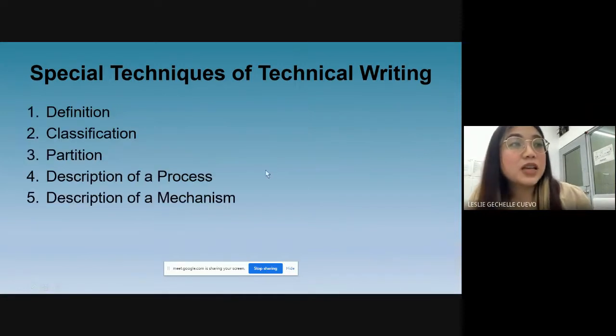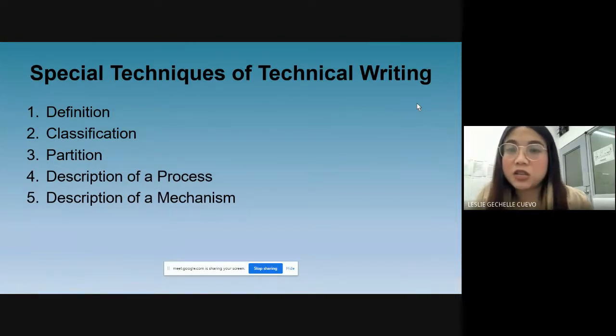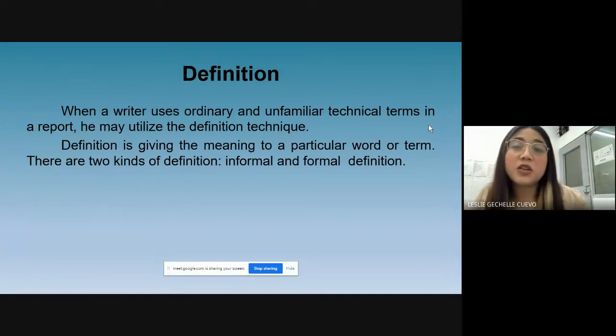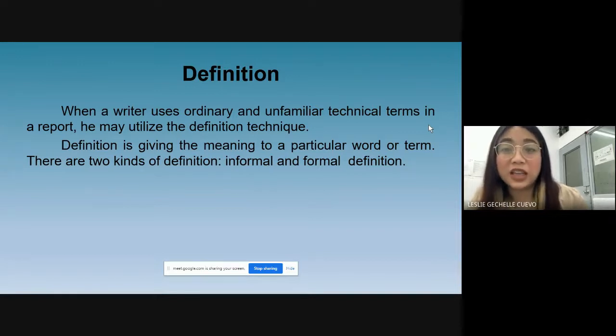Okay. So, eto. These are the special techniques of technical writing. Definition, classification, partition, description of a process, and description of a mechanism. In definition, when a writer uses ordinary and unfamiliar technical terms in a report, he may utilize the definition technique. Definition is giving the meaning to a particular word or term. There are two kinds of definition, informal and formal definition.